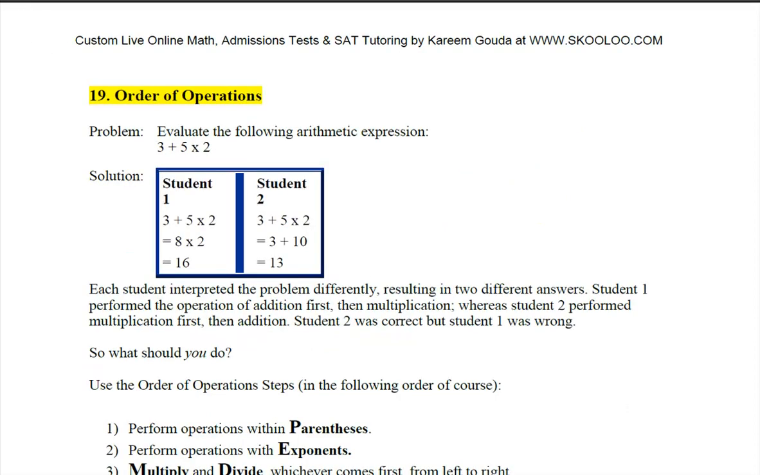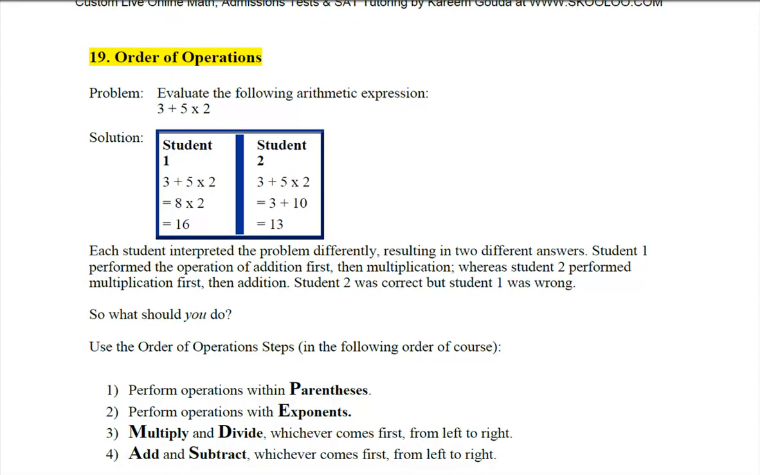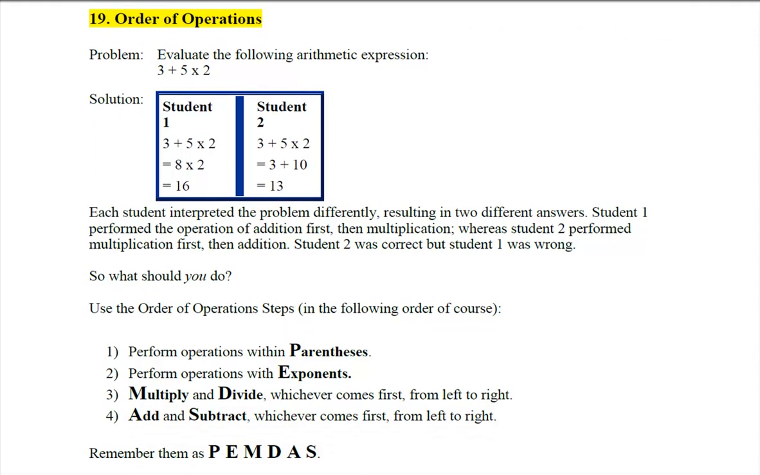Number 19, the order of operations. Order of operations is very important. There are standalone questions on the test that just need you to use the order of operations properly to get the right answer. And sometimes you will need to use it as part of a longer problem.